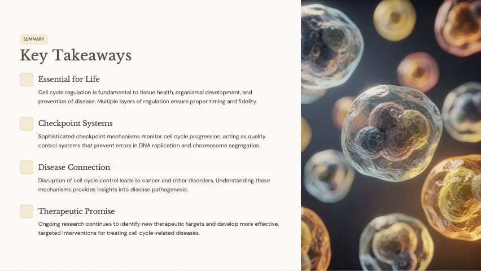Fourth, disruption of cell cycle control is a major contributor to disease, particularly cancer. Mutations in genes encoding cyclins, CDKs, tumor suppressors, or checkpoint proteins can remove essential safeguards and allow uncontrolled cell division. This leads to the accumulation of genetic mutations and the development of malignant cells.